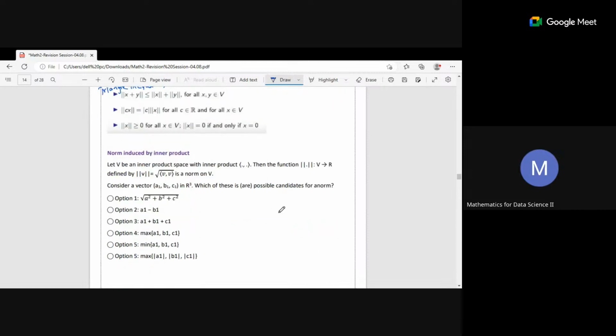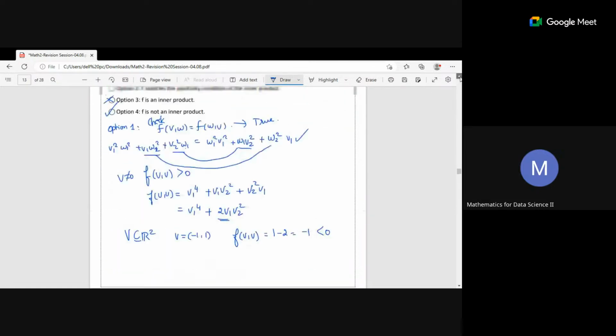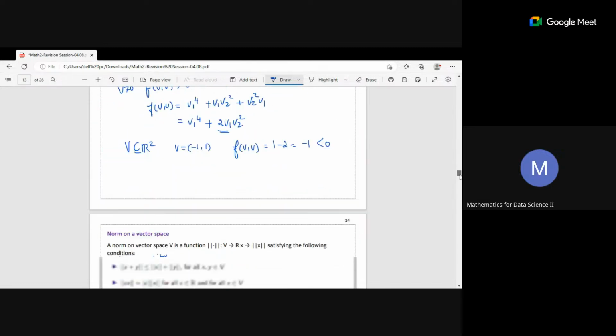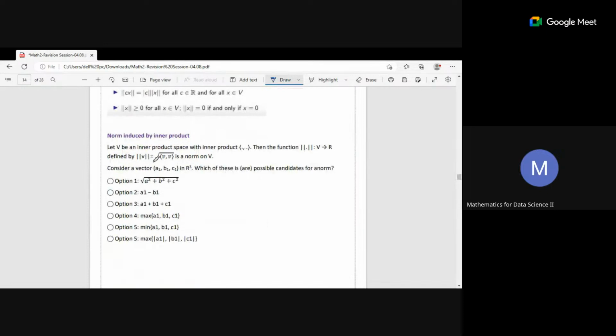Now, a norm can be induced by an inner product. If you are given any inner product, then you can define an induced norm by simply taking the square root of the inner product of V comma V. So, for example, suppose you have seen some other inner products, maybe here you have V1 square and W1 square, and it may be an inner product. Then from this inner product, you can define a norm, just by defining norm V equal to the square root of inner product V comma V.